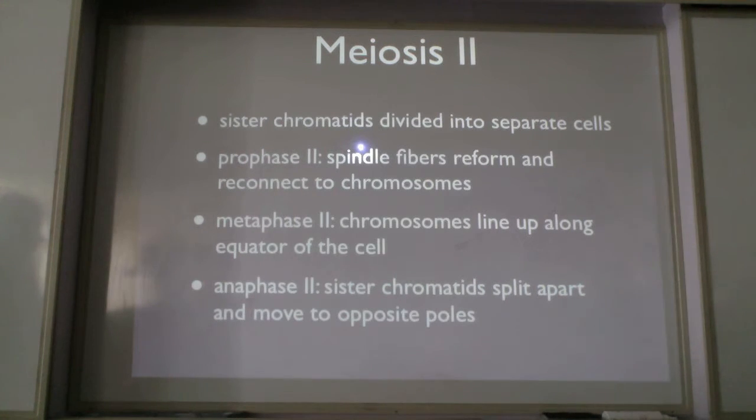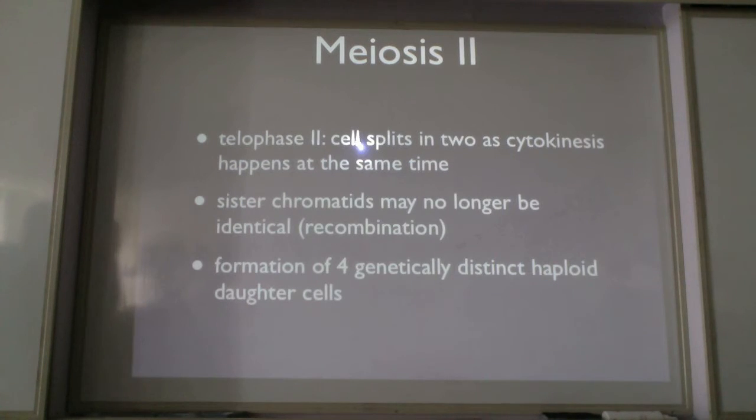Meiosis 2 is actually very similar, but instead of homologous chromosomes, the sister chromatids divide into separate cells. In prophase 2, the spindle fibers reform and reconnect to the chromosomes. In metaphase 2, the chromosomes line up along the equator of the cell. In anaphase 2, sister chromatids split apart and move to the opposite poles. In telophase 2, the cell splits into two as cytokinesis happens at the same time.